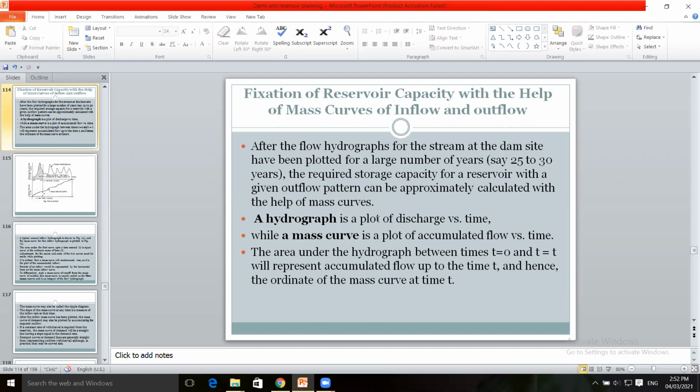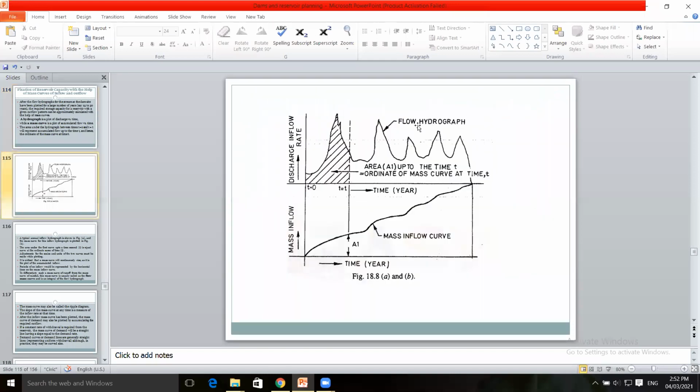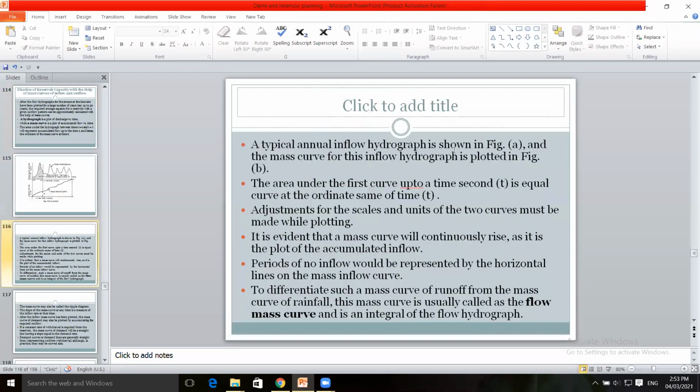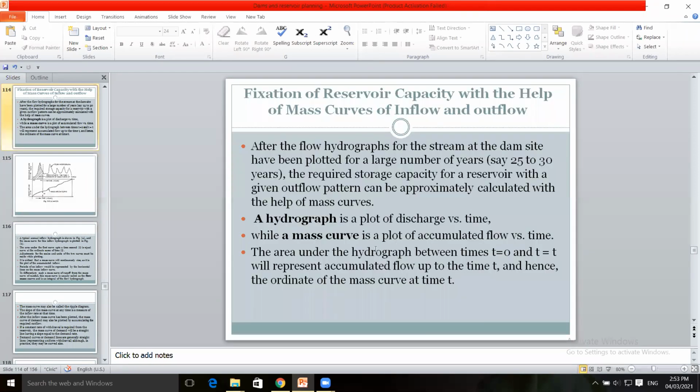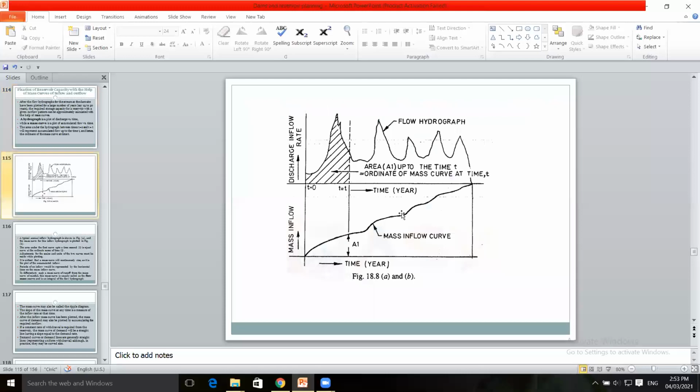So a hydrograph is the graph plotted between discharge versus time. Discharge and time, that graph is called the flow hydrograph, shown in the upper image. This is a flow hydrograph. And the mass curve is plotted between accumulated flow versus time, or mass inflow versus time.